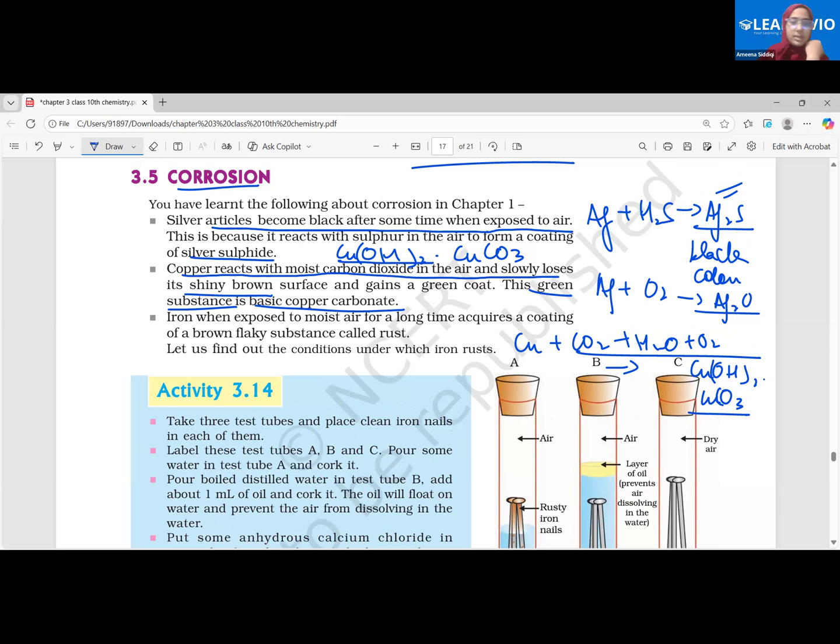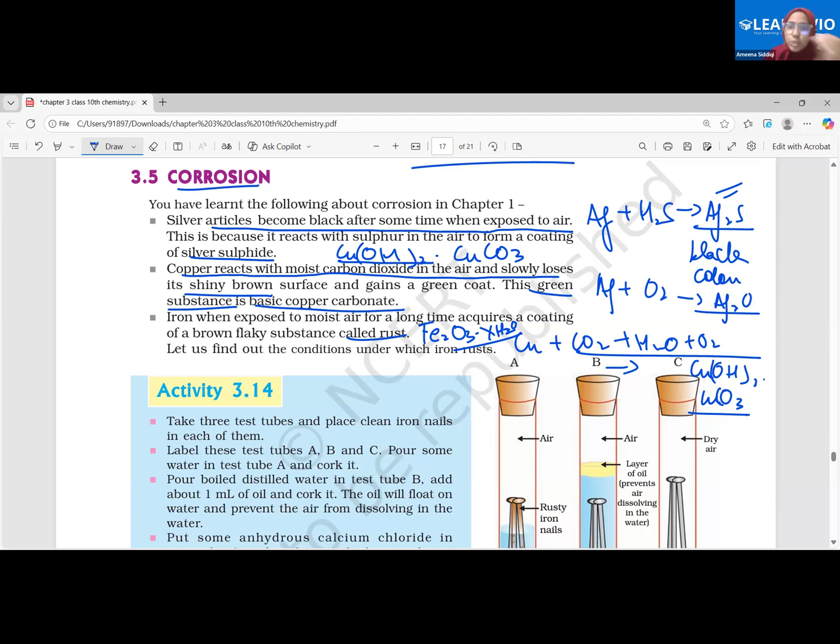Done, ma'am. See, iron also gets corroded. What is it called? Rusting. And what is rust chemically? Fe2O3 dot xH2O. This is nothing but rust chemically, hydrated ferric oxide. Is it clear? And what is the color here?